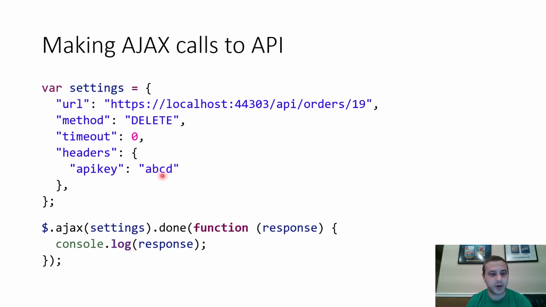Now, if I submitted an incorrect API key here, then I would want a .fail here, because that will capture the error that it would throw back.